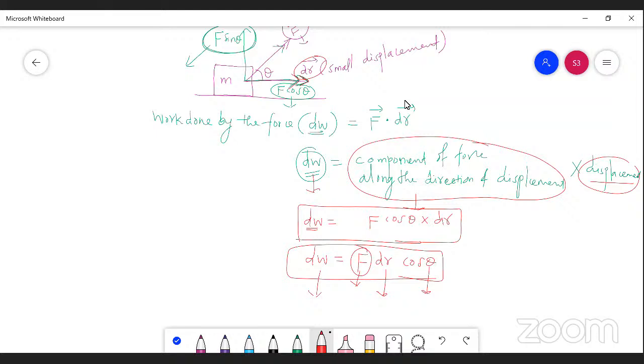F is the force. dr is the small displacement. Theta is the angle between the direction of force and direction of displacement.